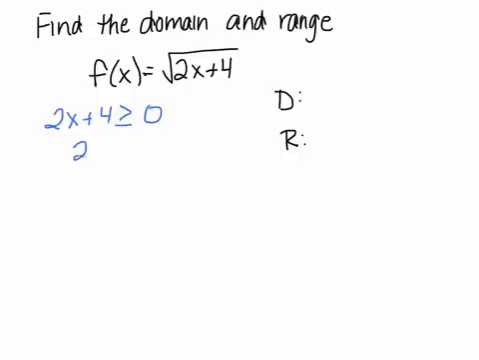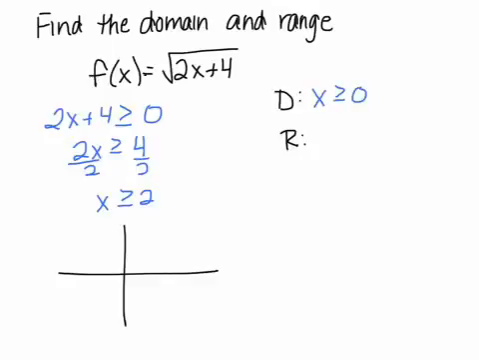So let's go ahead and solve. 2x is greater than or equal to 4. Divide by 2, so x is greater than or equal to 2. So one way we can write the domain would be like this. The other way we can write the domain, well, I can graph it out. At 2, it would have a little dot right here, and it goes something like that.